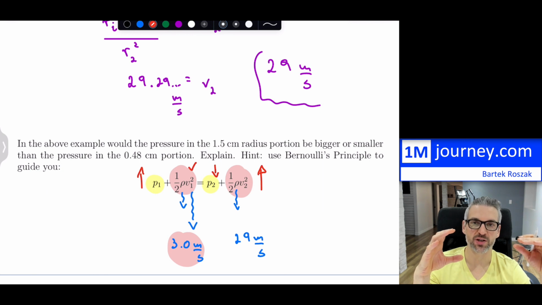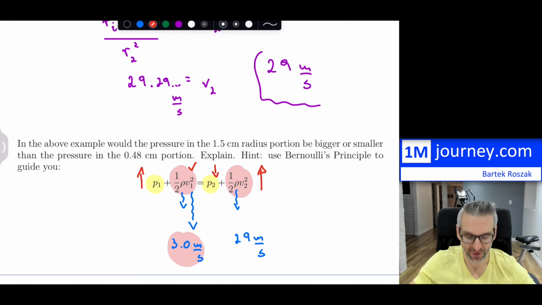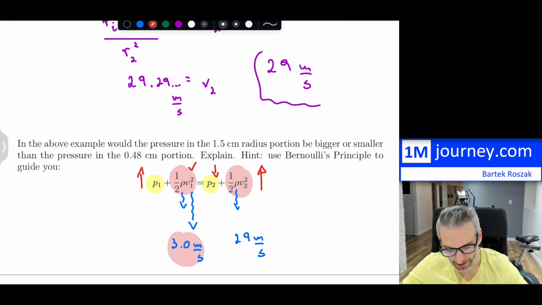The compensation is that the energy goes to speeding up the fluid, so that means the pressure gets decreased and the fluid actually goes much faster. All right, so that's what you have here. So the answer is bigger, so this is a great question.